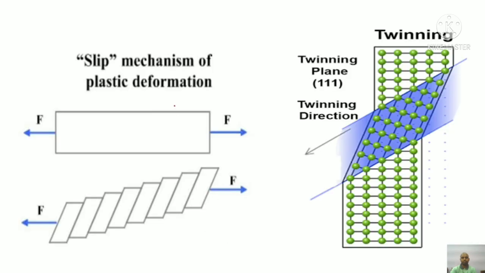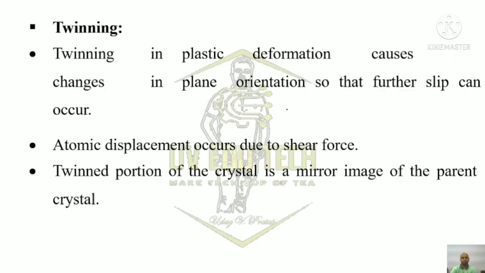These two diagrams show the slip mechanism and the twinning mechanism. Twinning is the second mechanism of plastic deformation, which causes a change in the plane orientation. It also helps further slip. In this mechanism, displacement of the atoms occurs due to shear force, and the twinned portion of the crystal is a mirror image of the parent crystal.